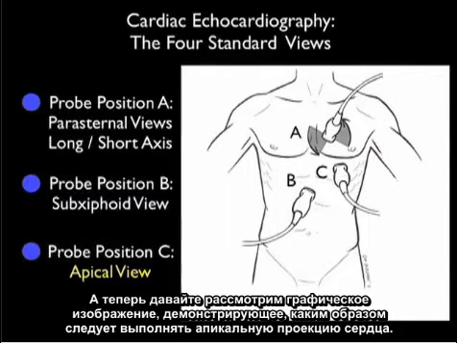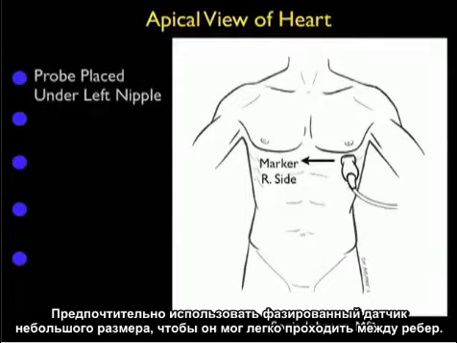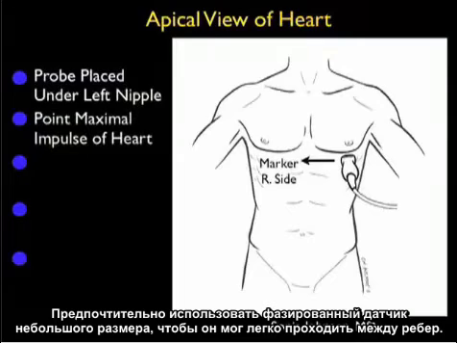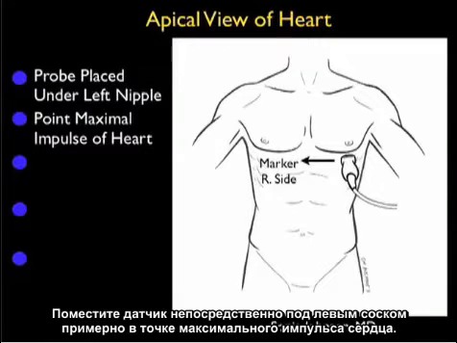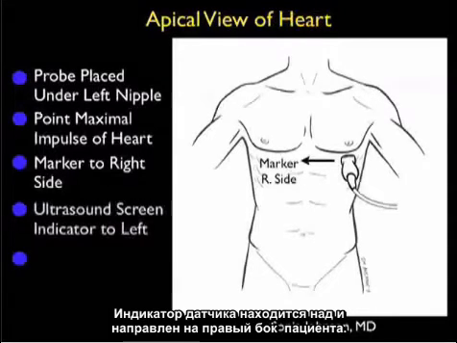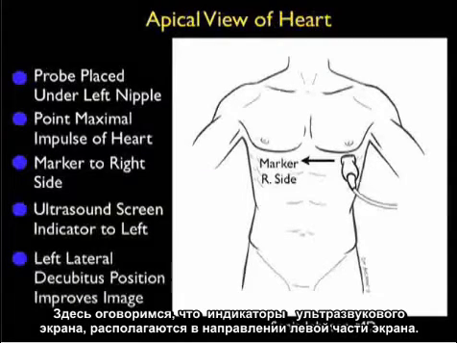Now let's take a look at a pictorial showing how to perform the apical view of the heart. Preferably, you're going to be using a small footprint phased array type probe that can easily get in between the ribs. Position the probe directly underneath the left nipple at about the point of maximal impulse of the heart, with the probe indicator over towards the patient's right side. Now that's with the caveat that the ultrasound screen indicator is positioned towards the left of the screen.